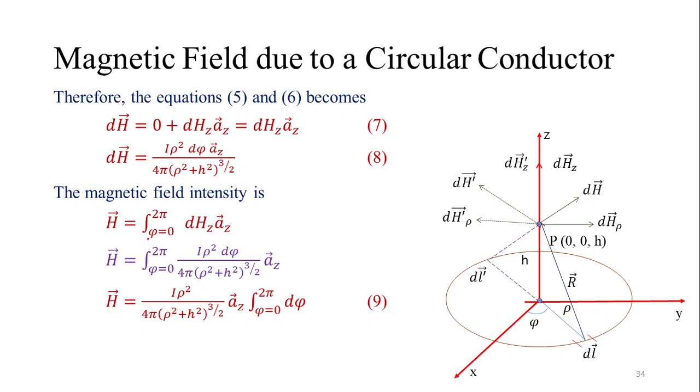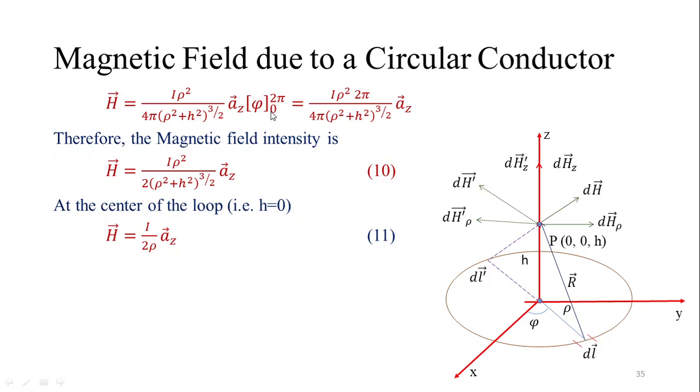Now, if you want the total field, then you have to integrate. So actually it is integral phi equals 0 to 2 pi of dHz, just substitute this one here. So you will have d phi as the integrating quantity, so the remaining are constants. Take it out. So I rho square by 4 pi rho square plus z square power 3 by 2 az, integral phi 0 to 2 pi d phi. Okay, so you'll have 2 pi running from 0 to 2 pi. So I rho square 2 pi divided by 4 pi rho square plus z square power 3 by 2 az vector. So H vector is I rho square.